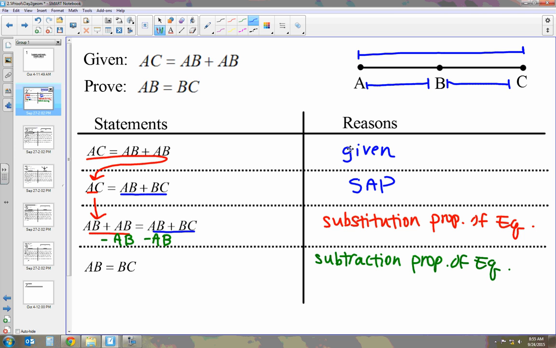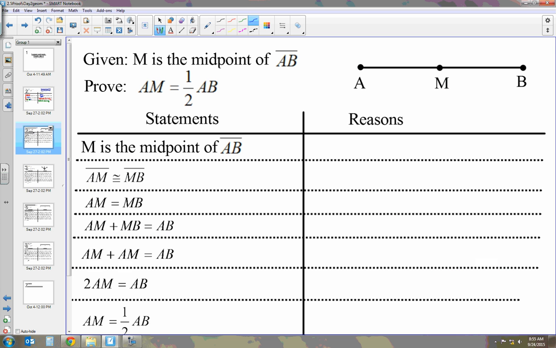All right, let's look at another one. My first one is my given. M is the midpoint of line segment AB, so that's my given. And then if I use that statement, that means AM is congruent to MB, which is right here, so this is our definition of midpoint. Next, if I look at the one above, I can go from congruency to equality, and that's our definition of segment congruence.